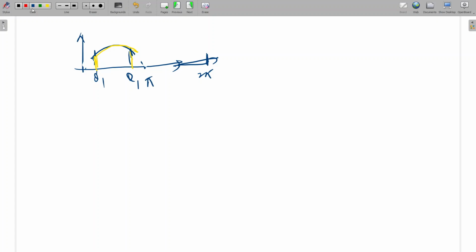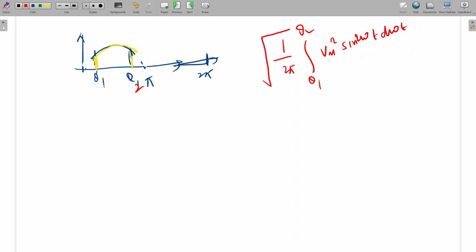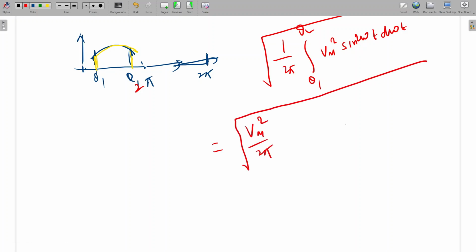Like how you can derive it: 1 by 2 pi, theta 1 to theta 2, Vm square sine square omega t d omega t, under root. So it will be Vm square by 2 pi, and this will be 1 minus cos 2 omega t divided by 2 into d omega t. Is it clear?